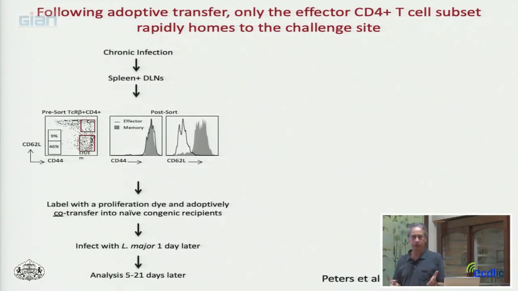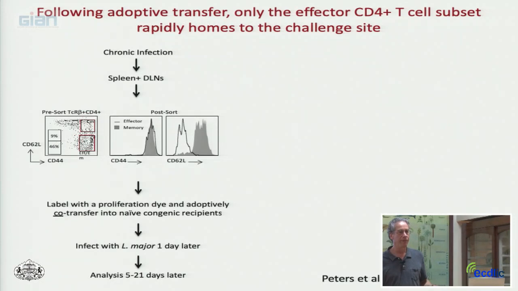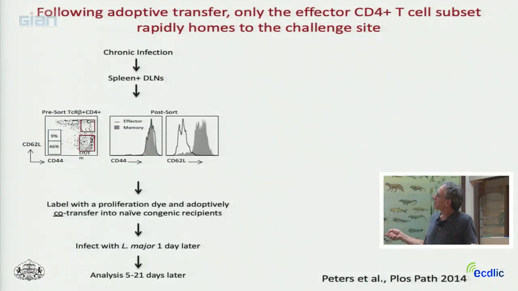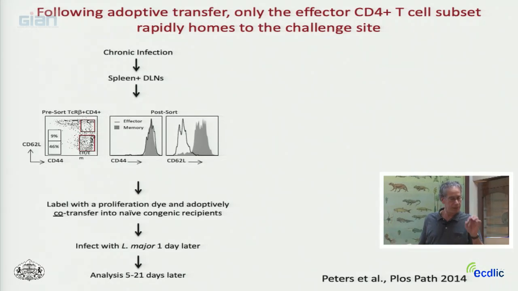So we can use adoptive transfer systems to formally demonstrate which of these activated T cells, these antigen-experienced T cells, are actually conferring protection, are actually able to home rapidly to a site of challenge and confer protection. So again, CD44 is this beautiful marker that distinguishes antigen-activated T lymphocytes from naive T lymphocytes.